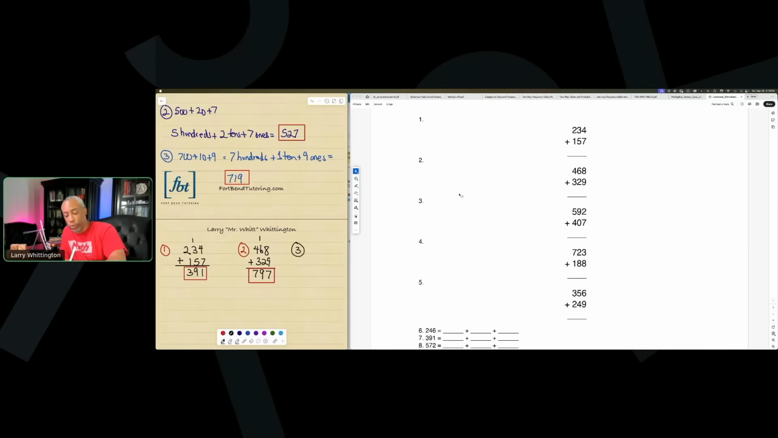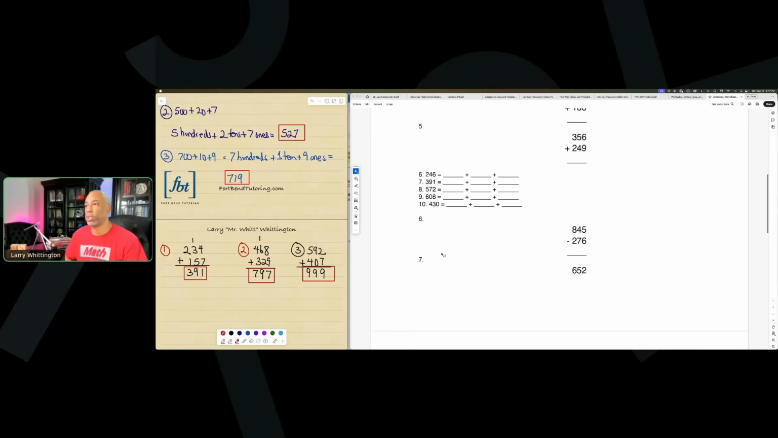Problem number 3. We have 592 plus 407. That's right. So in this problem, we're going to be adding, starting with the ones place value, right? We're adding 2 plus 7, which is 9. 9 plus 0 is 9. And 5 plus 4, you got it, it's 9. So the answer is 999 for problem number 3 right here. All right, so there you go. Let's move into our next section, shall we?